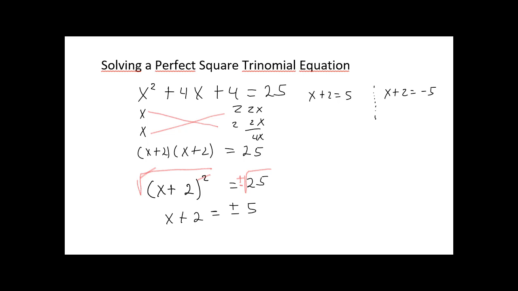Then this 2 is positive, so it's going to be subtracting because I need to isolate for x. I have 5 minus 2, and x will be 3. And in this case, x is minus 5 minus 2, and x will be minus 7. And those are going to be my two answers. Both are good, okay?